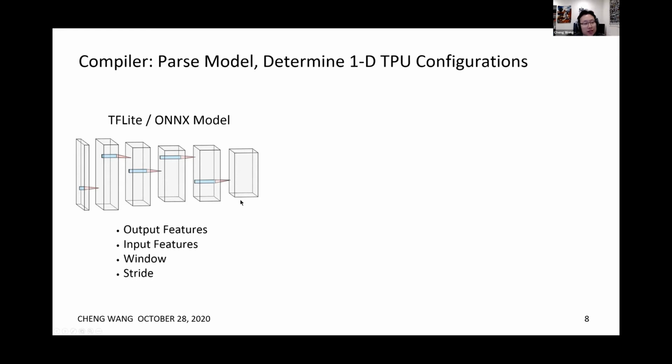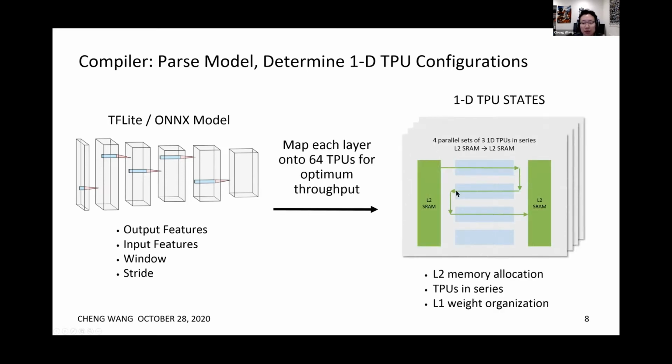And all of these things are factored into the compiler when it determines how to optimally configure the 64 TPUs to get the maximum throughput. And as we've seen on the previous slides, this is just an example mapping of the L2 allocation, the TPU mapping, how many to have in series, how many to have in parallel, and where does the memory come from, let it be L2 or DMA, and where does it go to, whether it's L2 or DMA, and also how are the weights to be allocated. All those things are done by the compiler automatically.